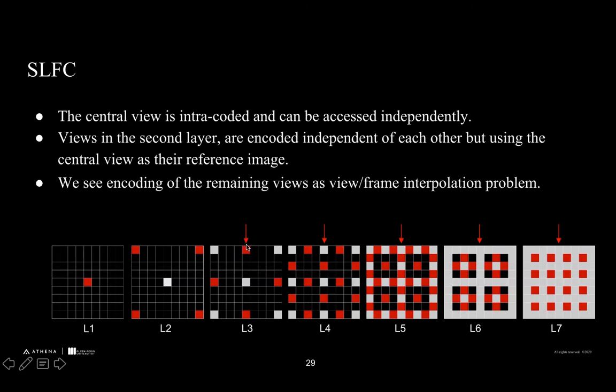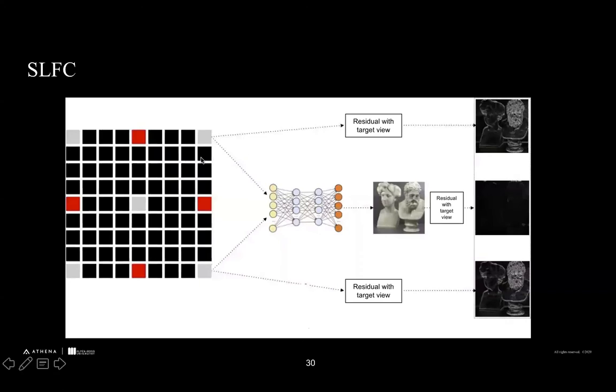We see encoding of the remaining views in the remaining layers as a view or frame interpolation problem. We use deep neural networks for interpolation and improving encoding efficiency. For example, when we want to encode the most right view in layer 3, we will use top right and bottom right views as input for the deep neural network.